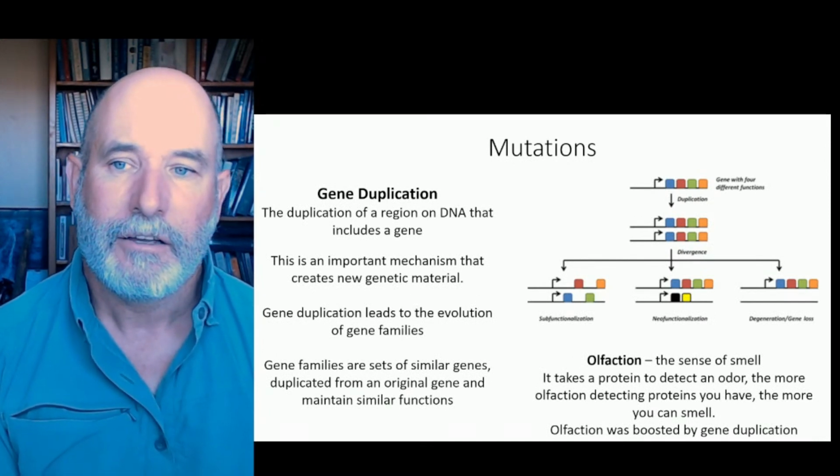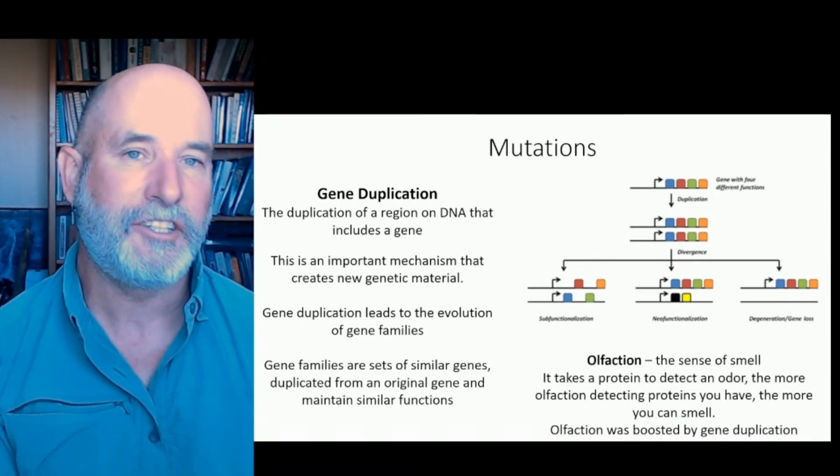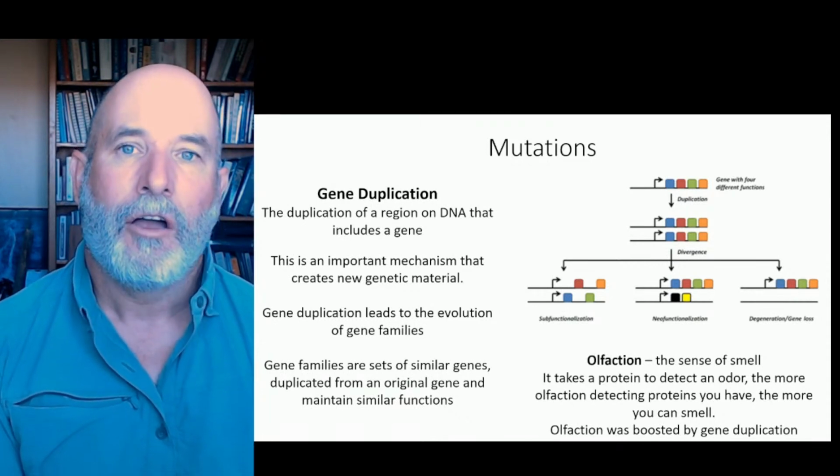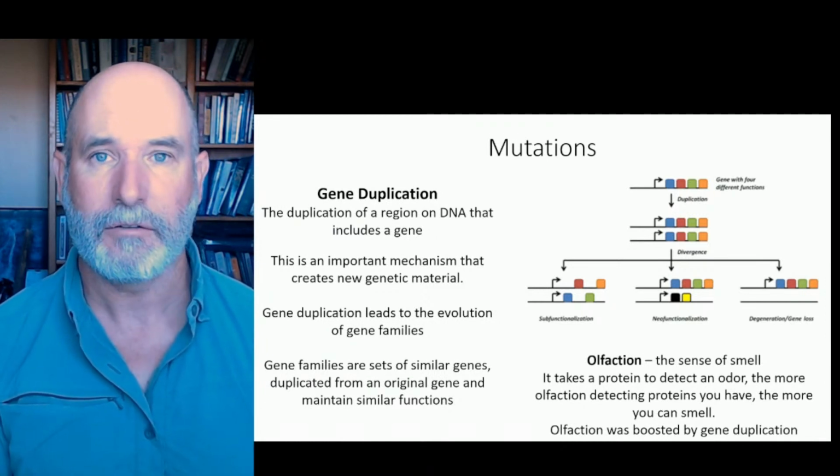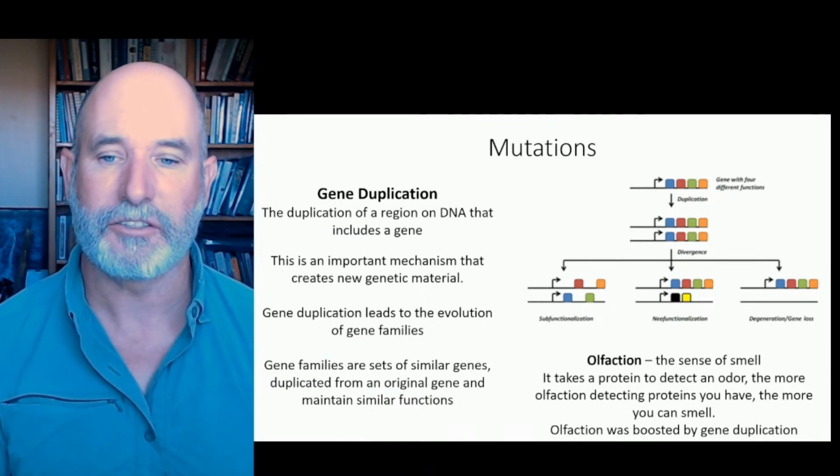All right. The other one is what we call a gene duplication. So in crossing over during meiosis, specifically prophase 1, you can switch genes around.